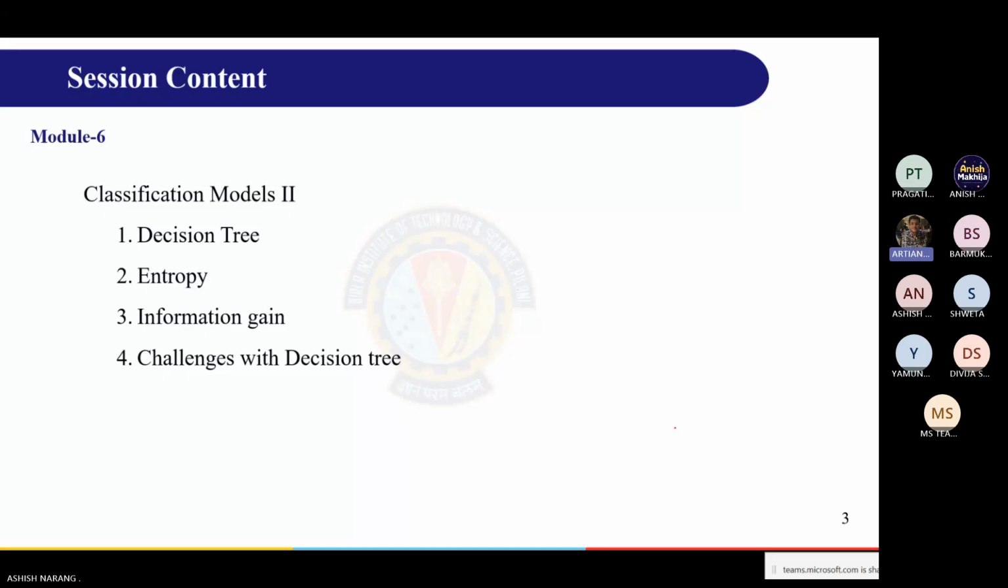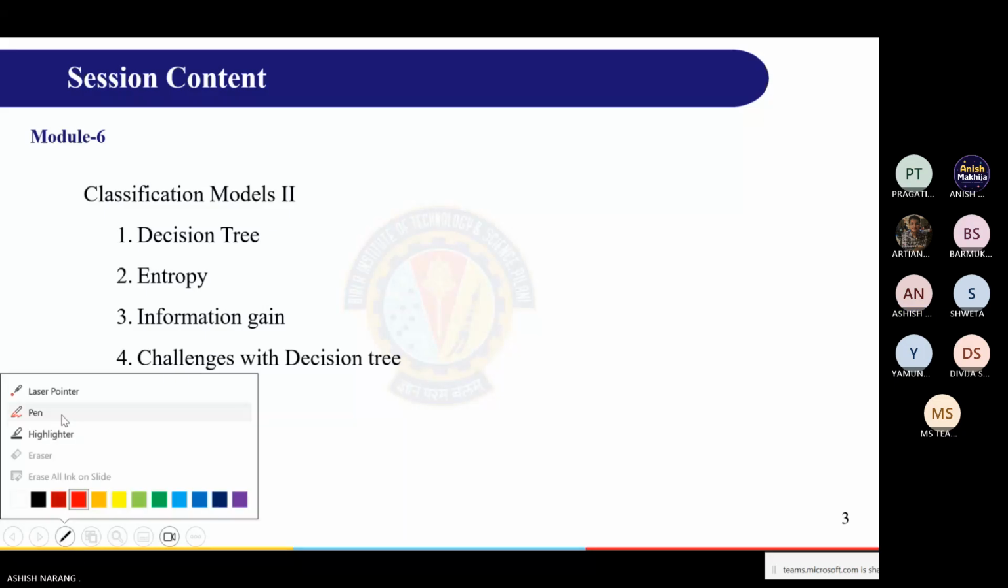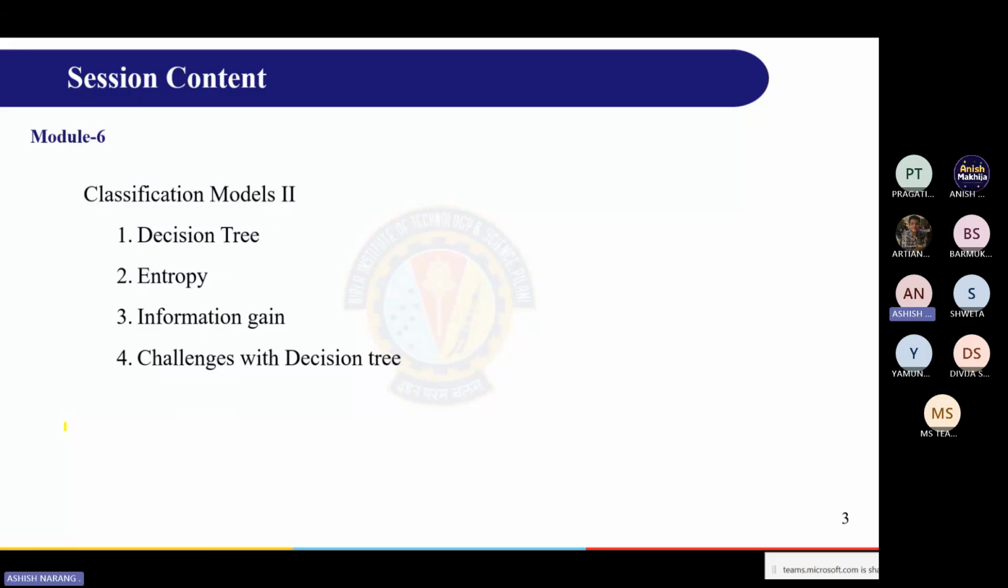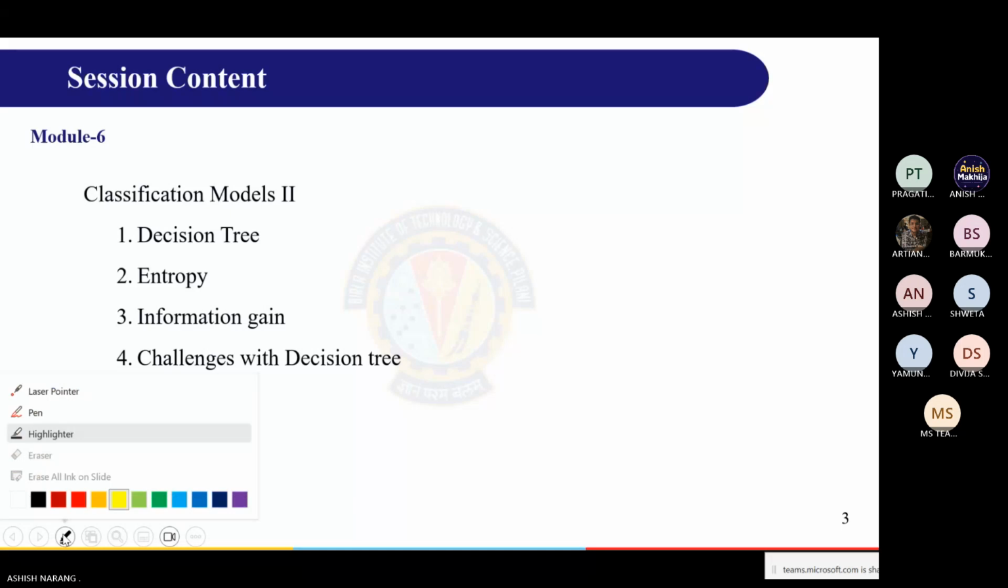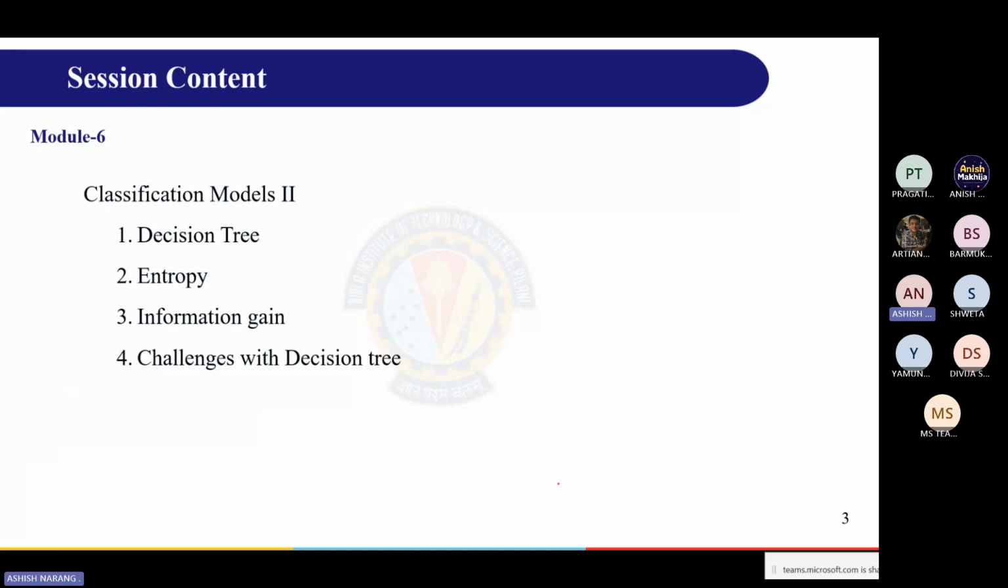Naive Bayes, sir. Naive Bayes, correct. That's one thing that we have covered, right? Naive Bayes classifier. That's one of the classification models. What other models we have covered?